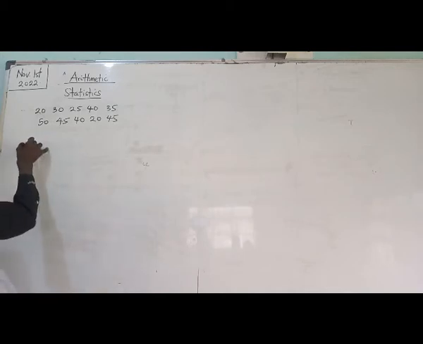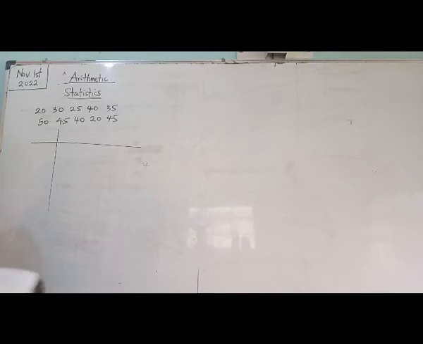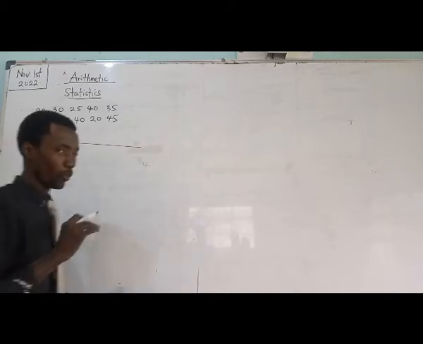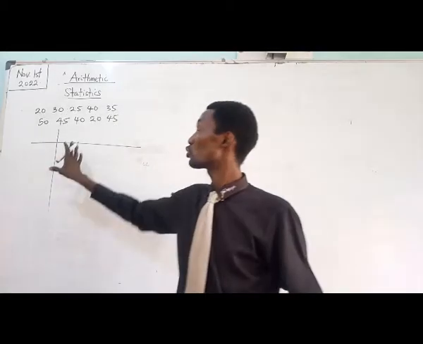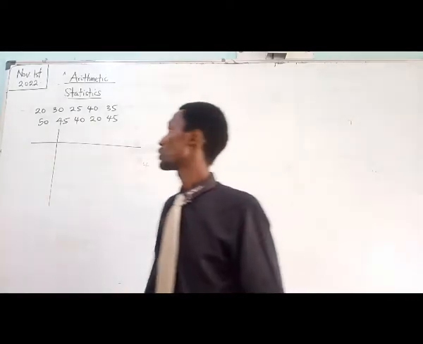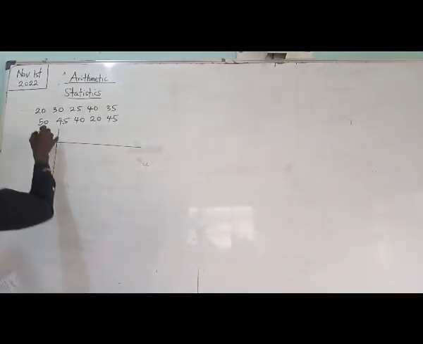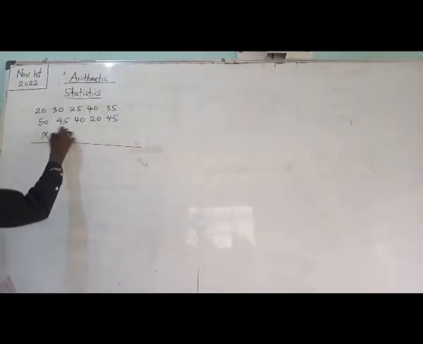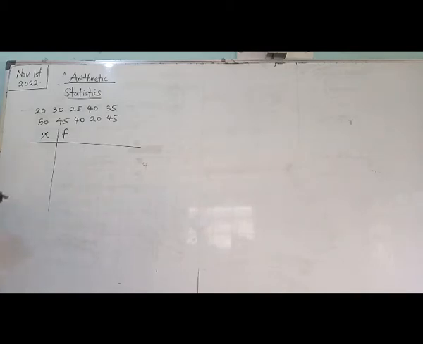So what do you do? You rule out. Maybe in an OBJ exam, I have always advised, whether an OBJ or a theory exam, do the rule out. It will be better for you. So I'll have here to be X, I'll have here to be F.